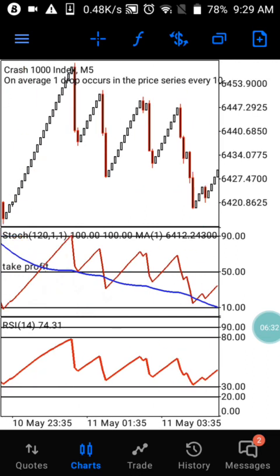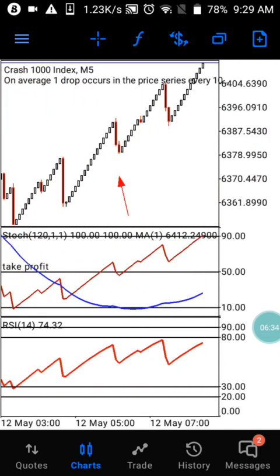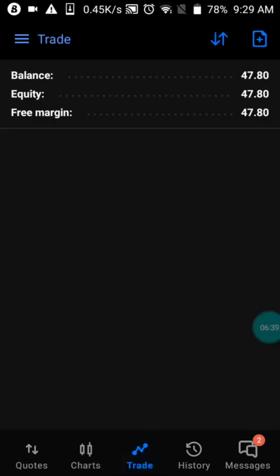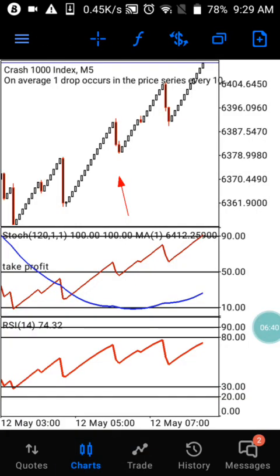So guys, let me show you the settings of this strategy, because I've really grown my account. You see now, this is one of the accounts that I've grown more with this strategy. So let me show you the settings of this strategy.